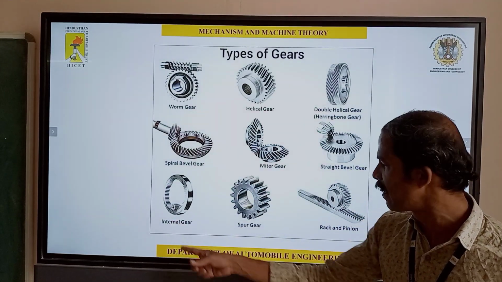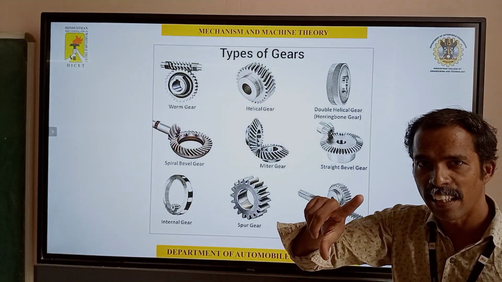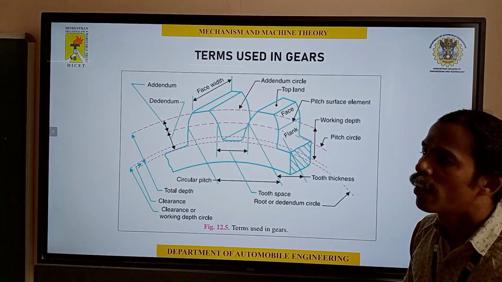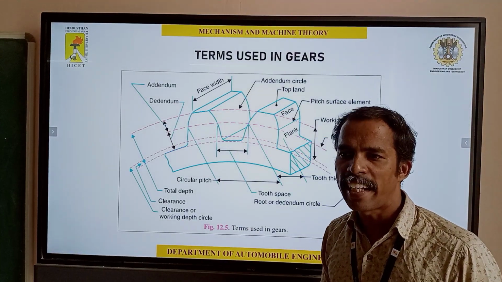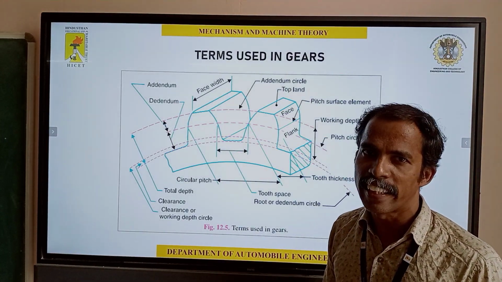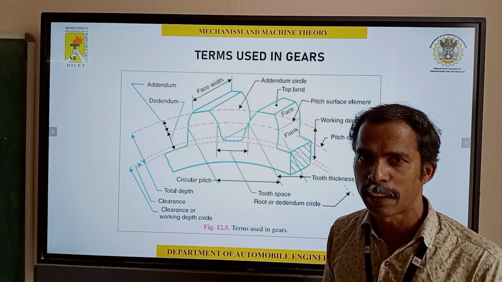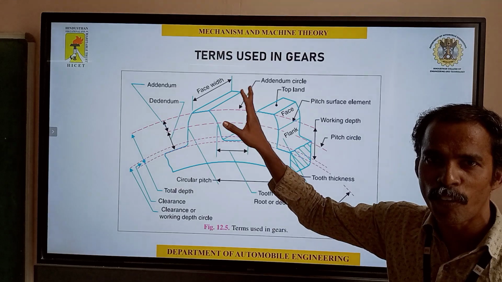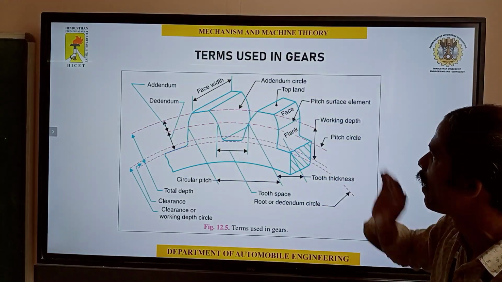Internal gear. We have seen the spur gear having a straight tail, and rack and pinion. There are various nomenclatures involved in gears: addendum, dedendum, pitch angle. So, like this, in this diagram some more are included.